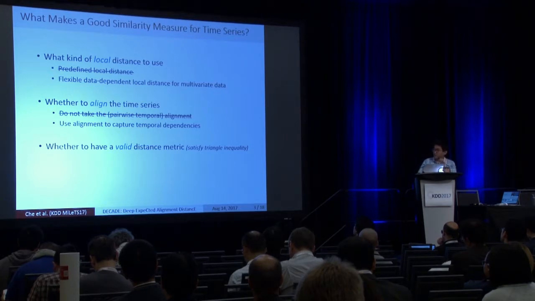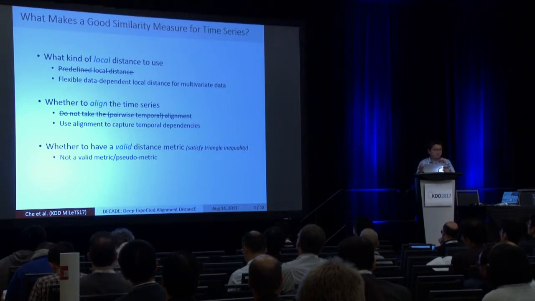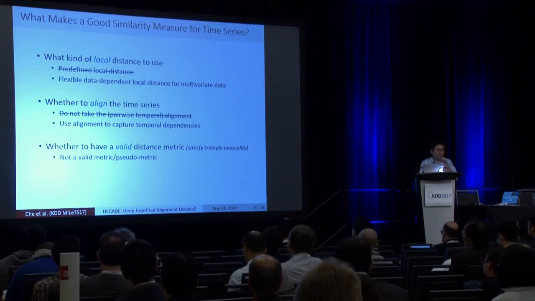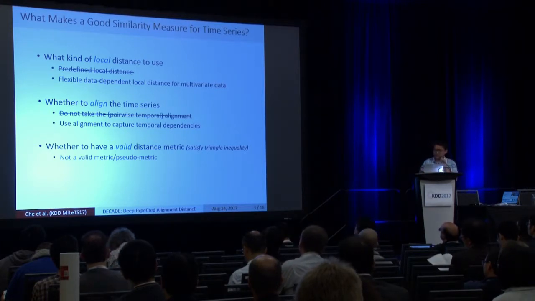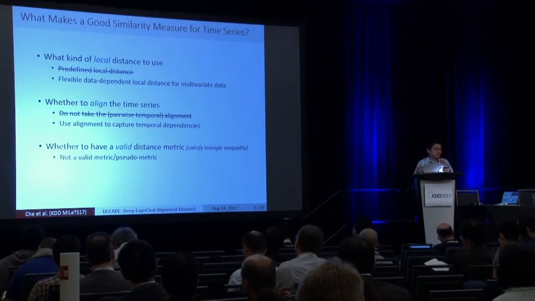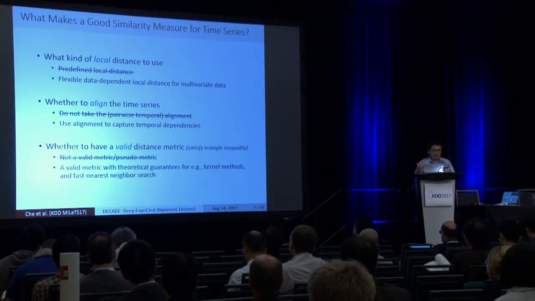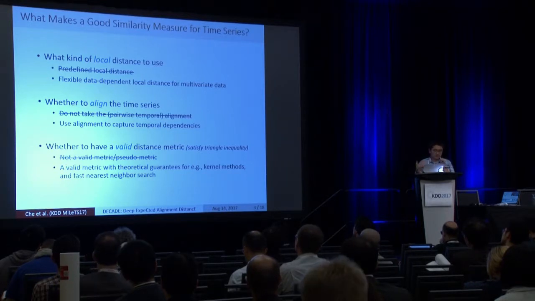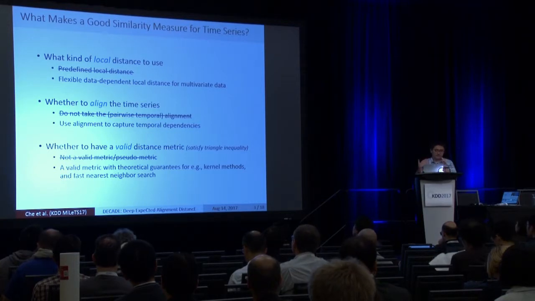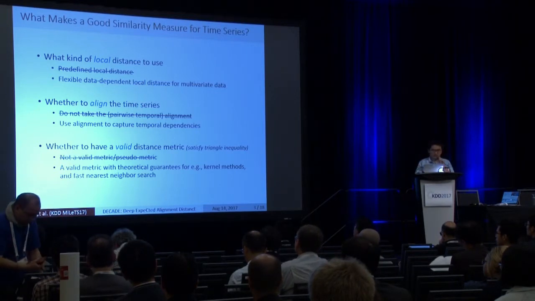And finally, most of the existing similarity measures are not valid metrics for time series data. For example, dynamic time warping, which is commonly used, is not a valid metric. So this prevents us from using this kind of similarity in some kernel methods, or in fast nearest neighbor search with theoretical guarantees. So we want our similarity measure to be a valid metric.